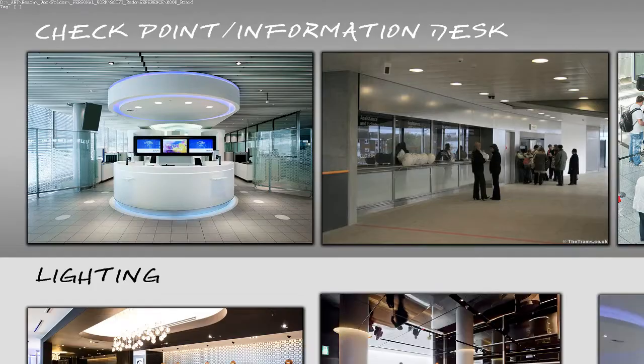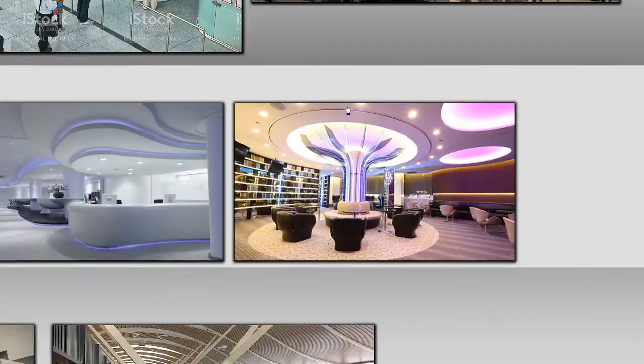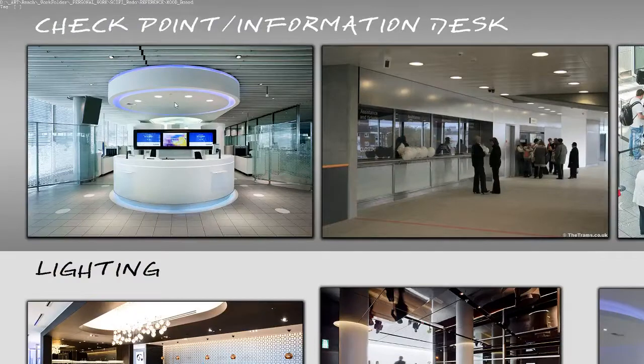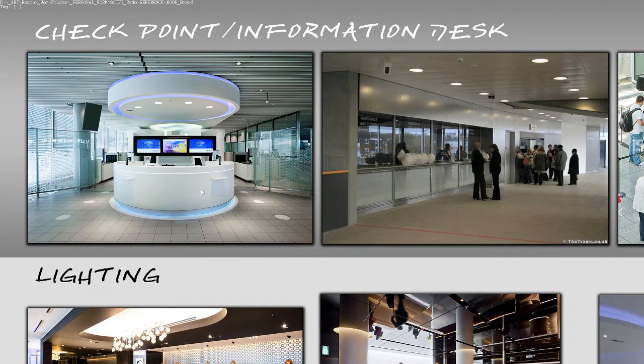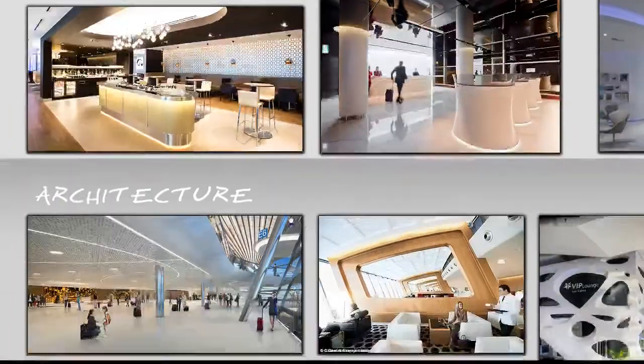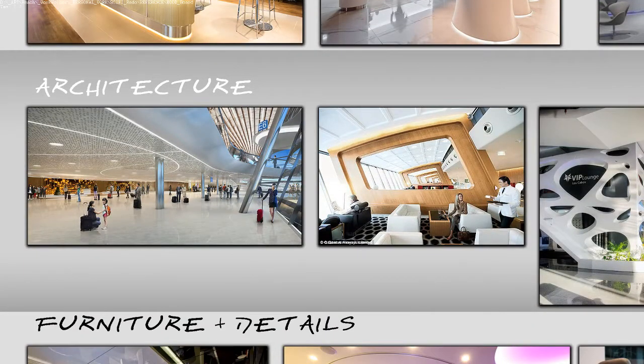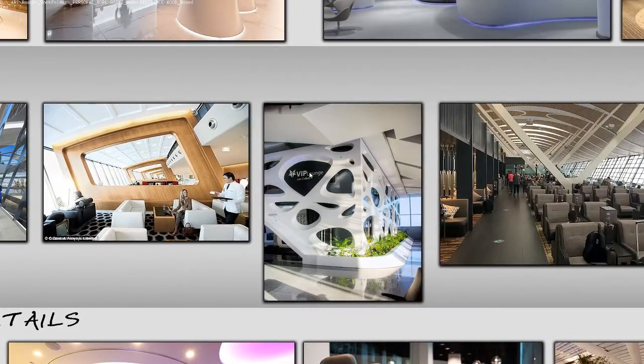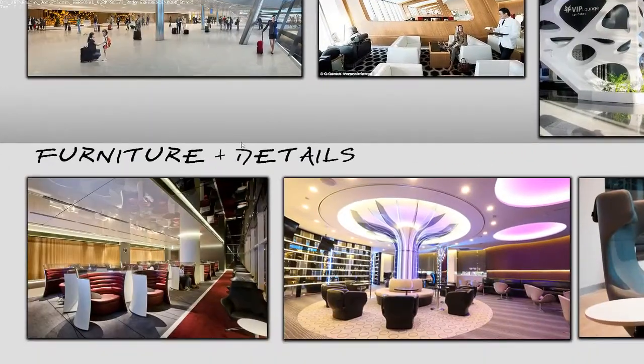And next door, I just have the reference that I've showed you before, but I've ordered it in terms of the checkpoint information disk. We've got lighting over here, so stuff that influences me for lighting. We've got the architecture. In fact, I really like the shape here, so I took it out, and I really like this idea here, so I also extracted it. And the furniture and details, and this is to look at materials, lighting, especially this beautiful velvet carpet down here, what's happening with these pillars and the light.